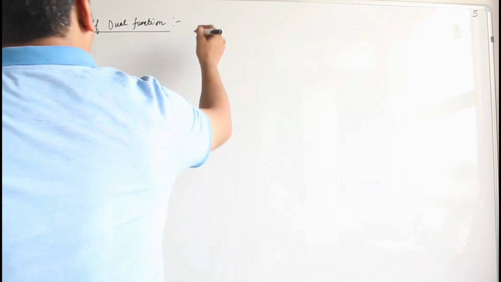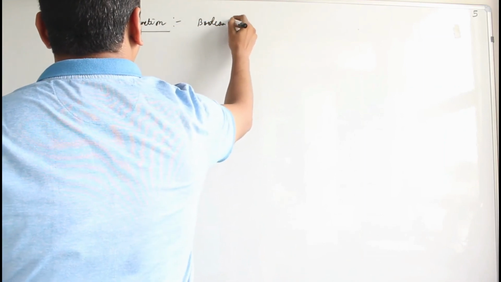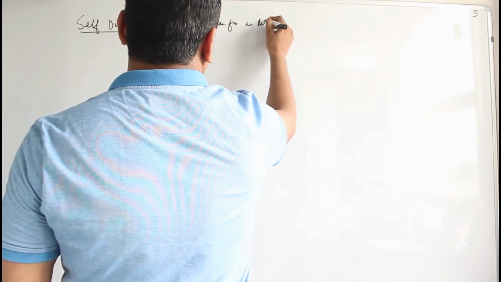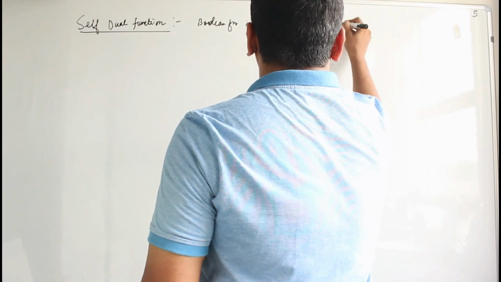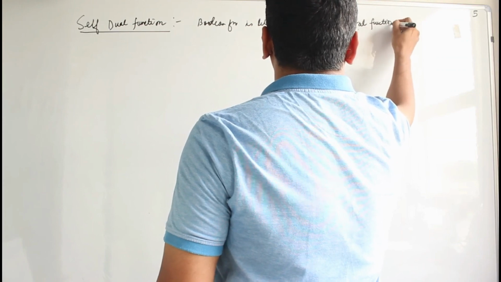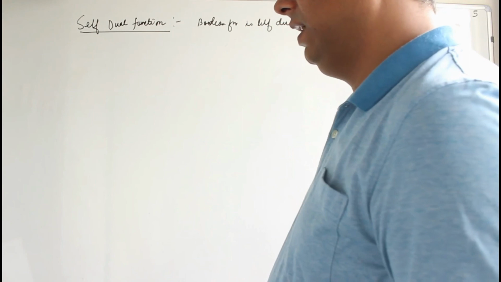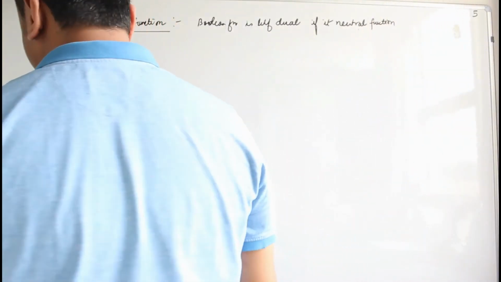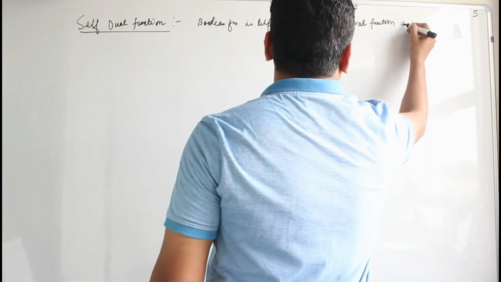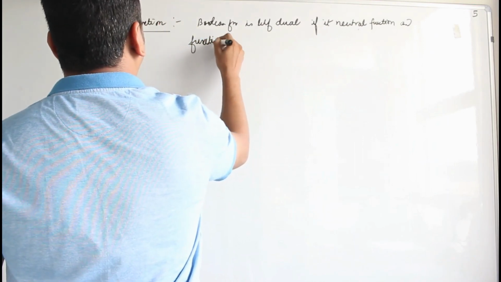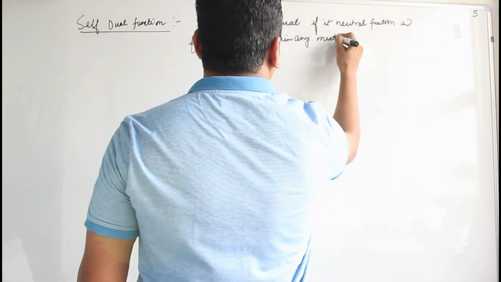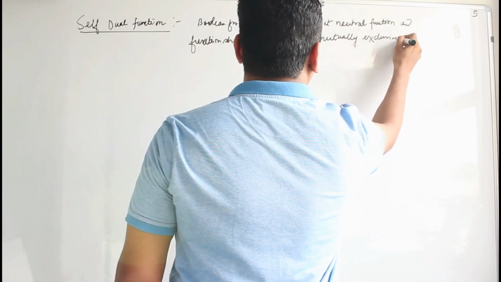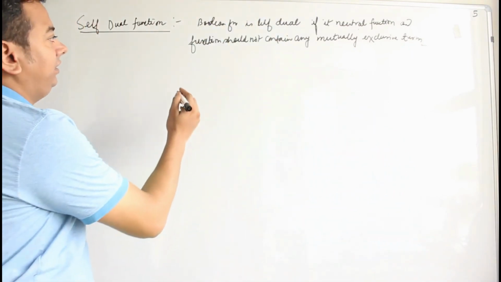So what is a self-dual function? A Boolean function is self-dual if it is a neutral function. Just now we have seen it, neutral function, right? And the function should not contain any mutually exclusive term. So what is a mutually exclusive term?